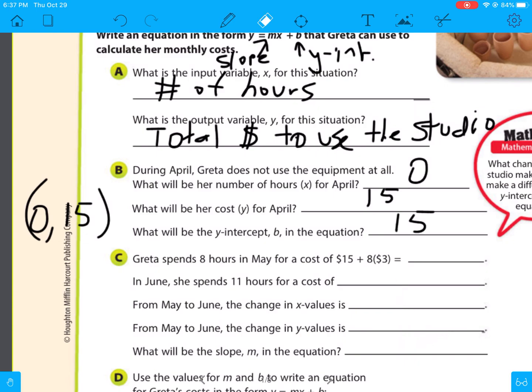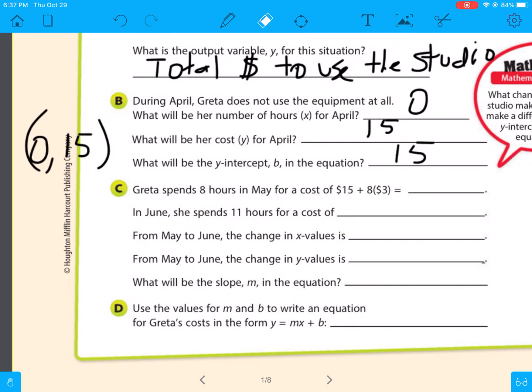Now, the next one says, Greta spends 8 hours in May for a total cost of the $15 that stays the same plus 8 times 3, which is 24. So 24 plus 15 is $39. In June, she spends 11 hours. So instead of the 8 right here, we're going to plug in an 11. So it's going to be 33 plus 15 is 48.